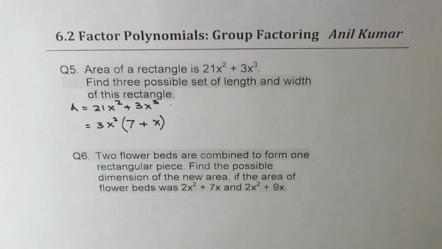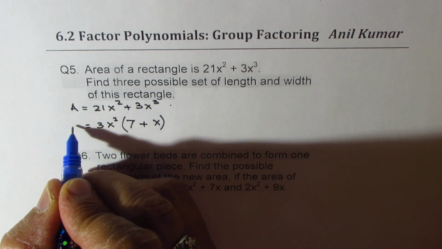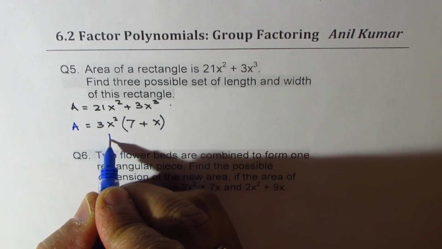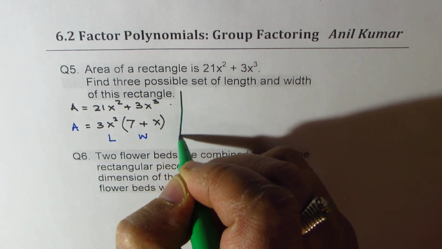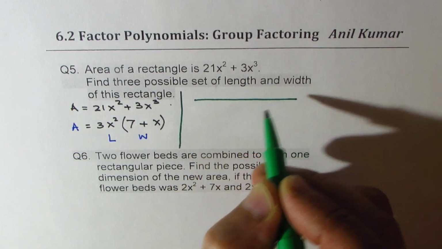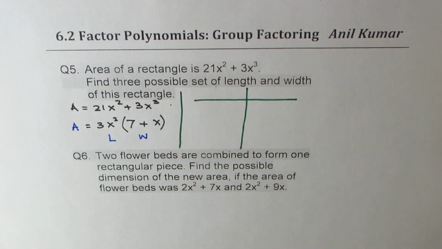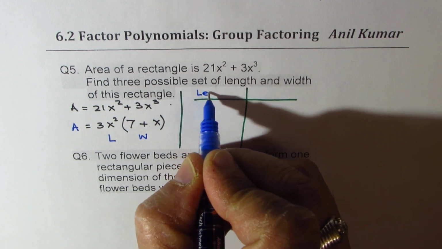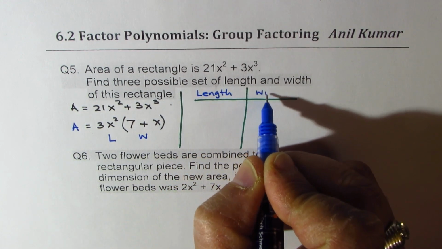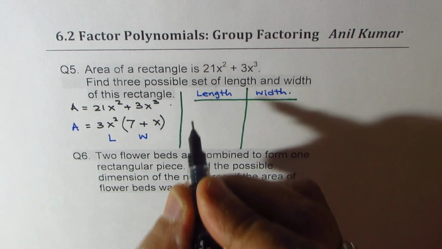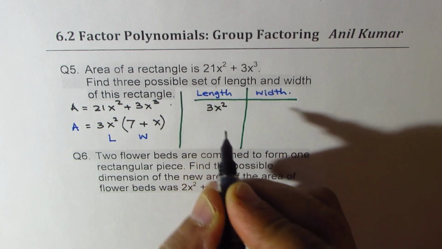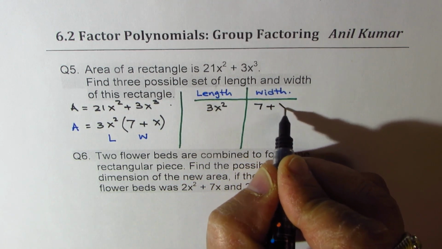So we get that as a possible combination of length and width. Correct? So one answer is, since this is our area, we have a length and width combination. Now let me write down 3 possible sets. Let's try to understand how to write 3 possible sets of length and width. One is direct. We got this result, which is length could be 3x squared. In that case, width is 7 plus x.